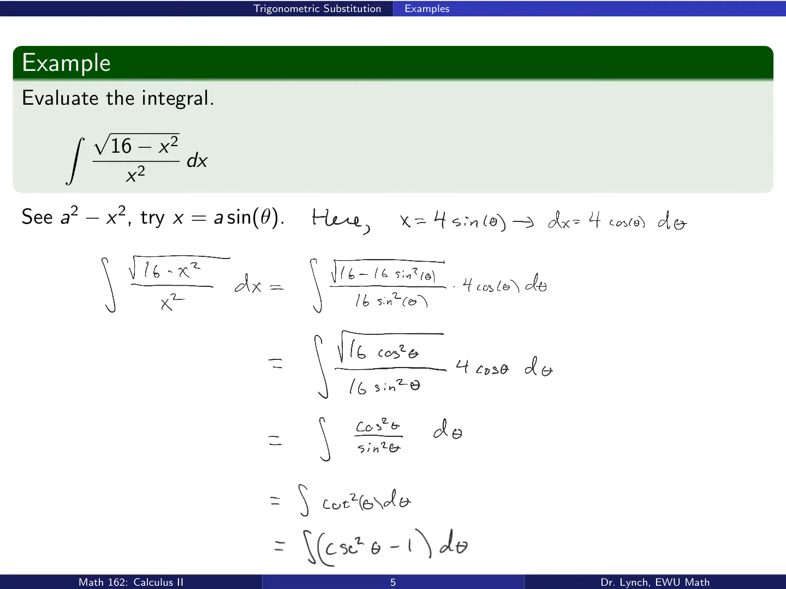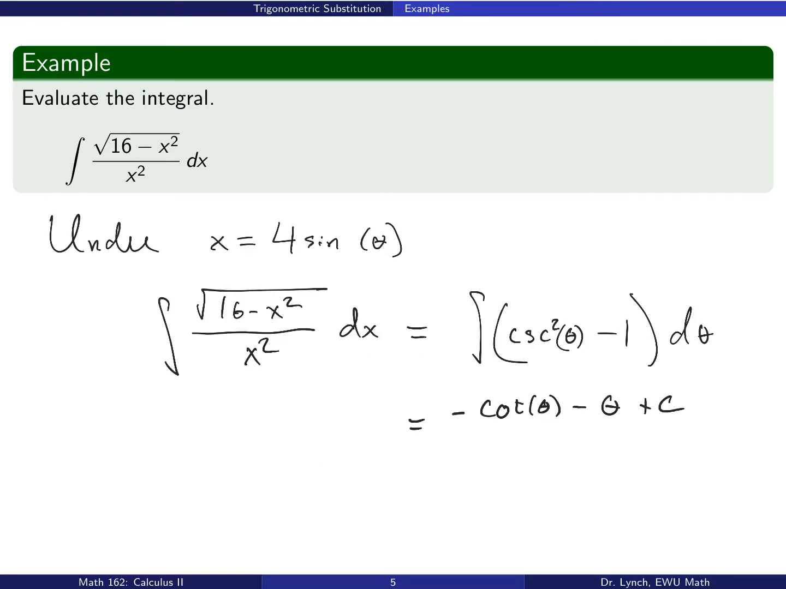Now we didn't explicitly talk about integrals of cotangent squared, but we did talk about integrals of tangent squared, and you might imagine that a similar strategy applies for the integral of cotangent squared. We're going to replace the cotangent squared with cosecant squared minus 1. So under the substitution x equals 4 sine theta, we see that our new integral can be expressed as the integral of cosecant squared theta minus 1.